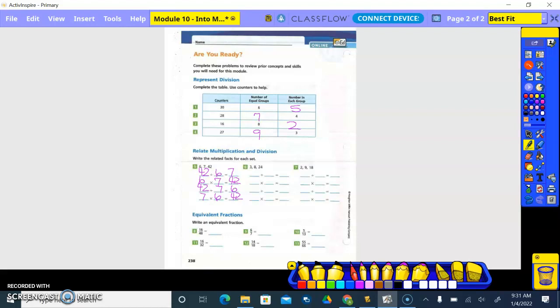Okay. Next one we have division. So what goes first? 24 divided by 3 equals 8. 3 times 8 equals 24. What's my next one? And my next one? 24. Okay. Next one, division. What do I have first? Next one.